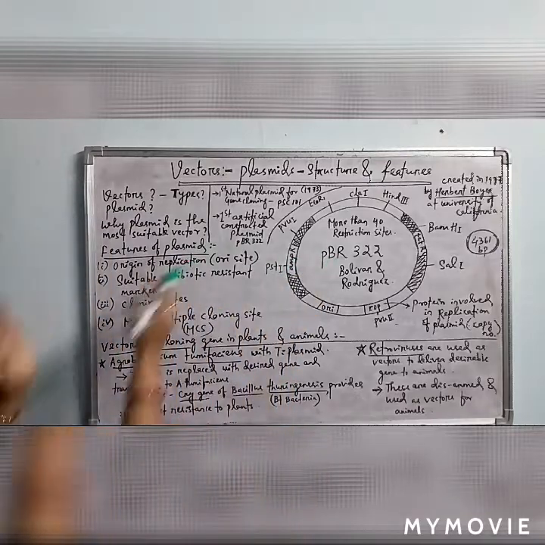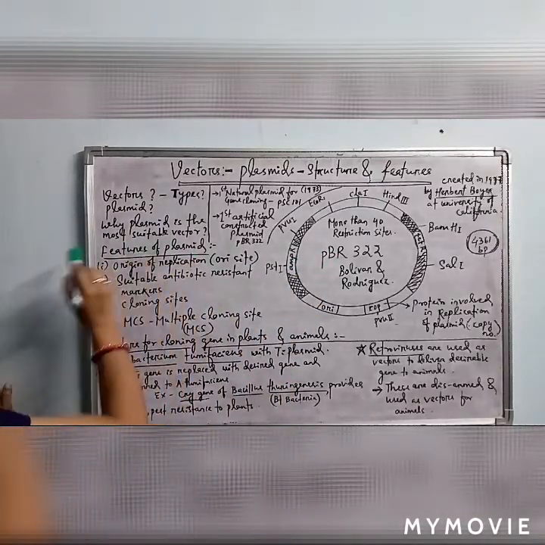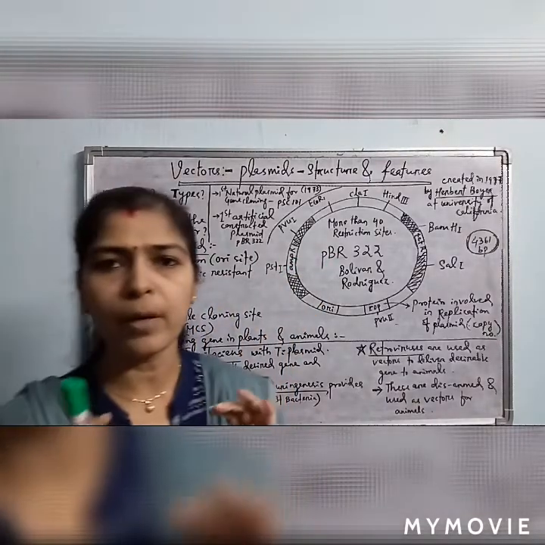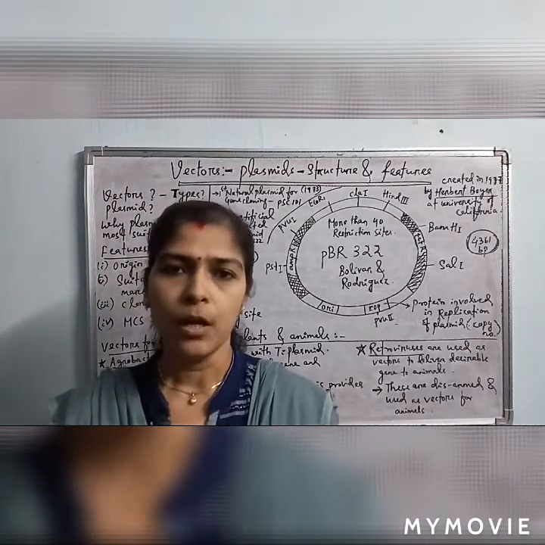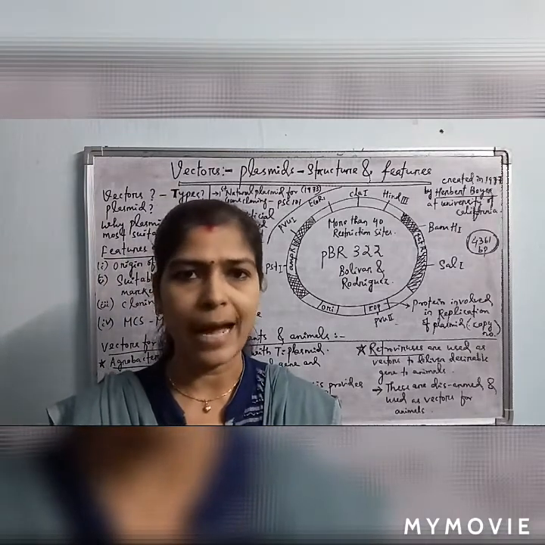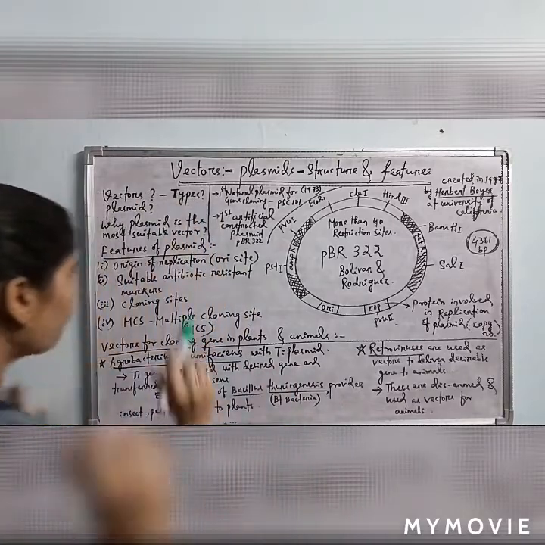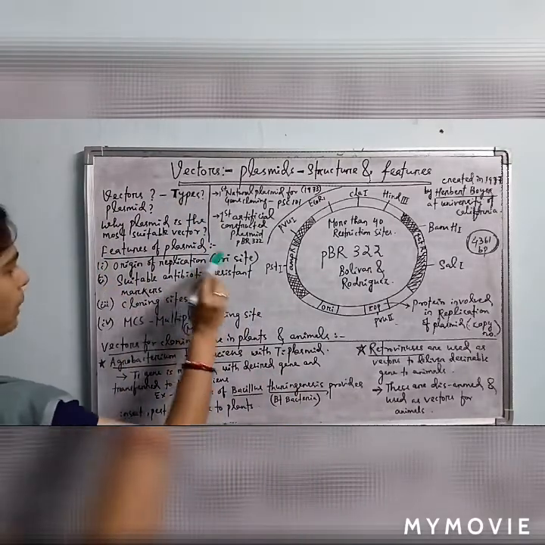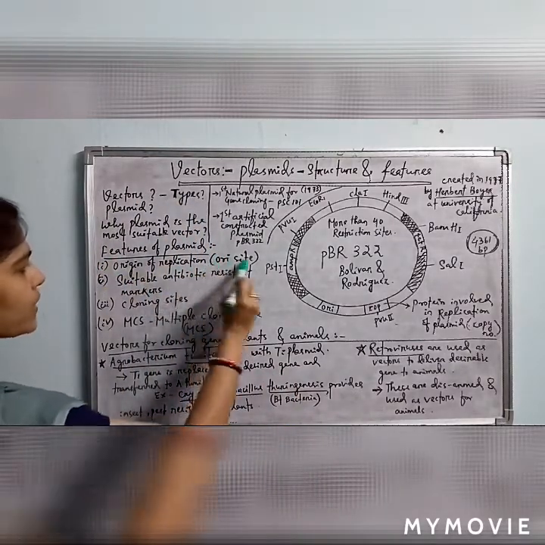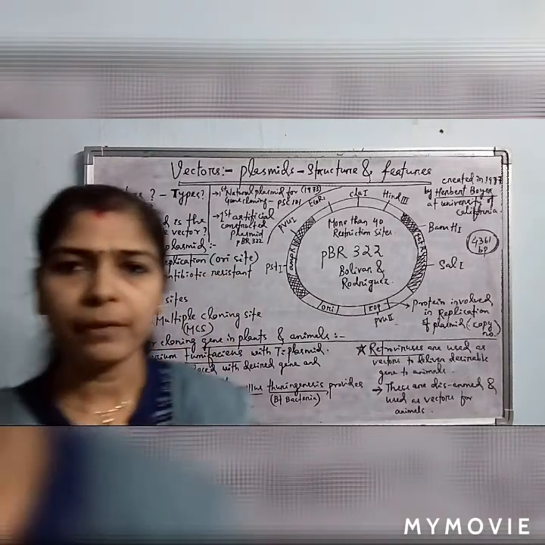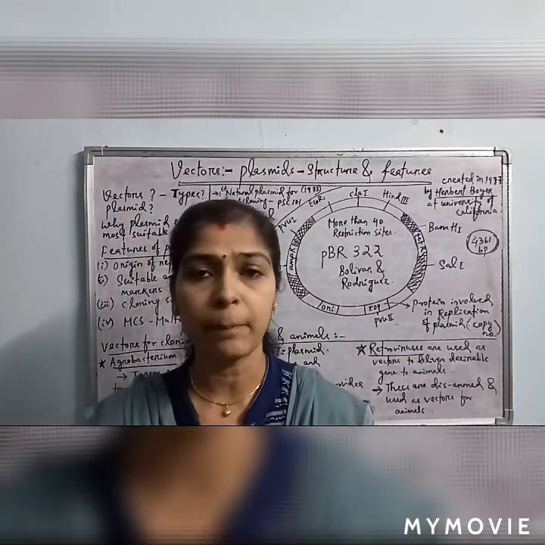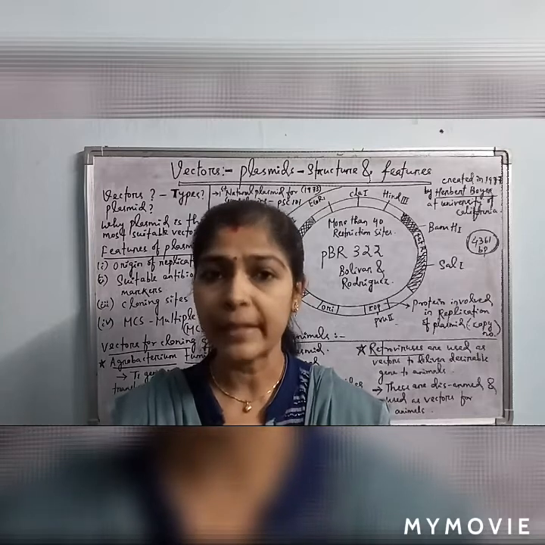Coming to the second point, the features of a plasmid. What are the features of a normal plasmid so that it will be suitable for use in gene cloning or RNA technology procedures? First, the plasmid should have an origin of replication, or ori site. What is the origin of replication? As we just discussed, plasmids have self-replicating ability.